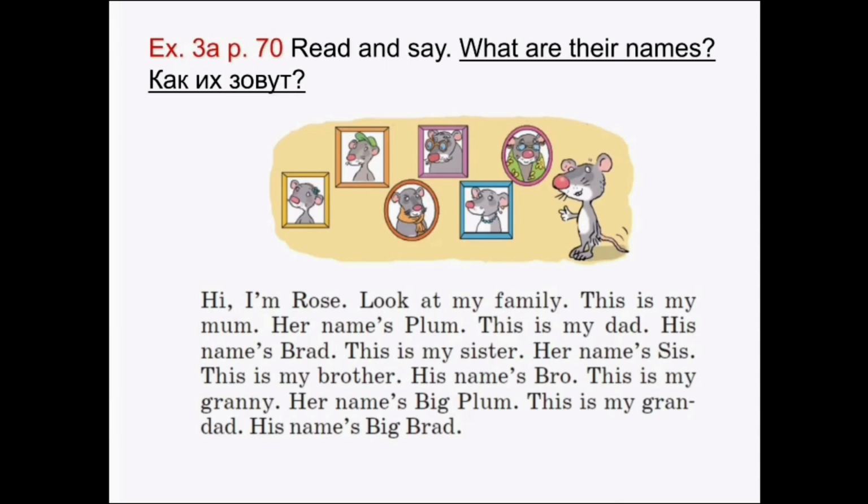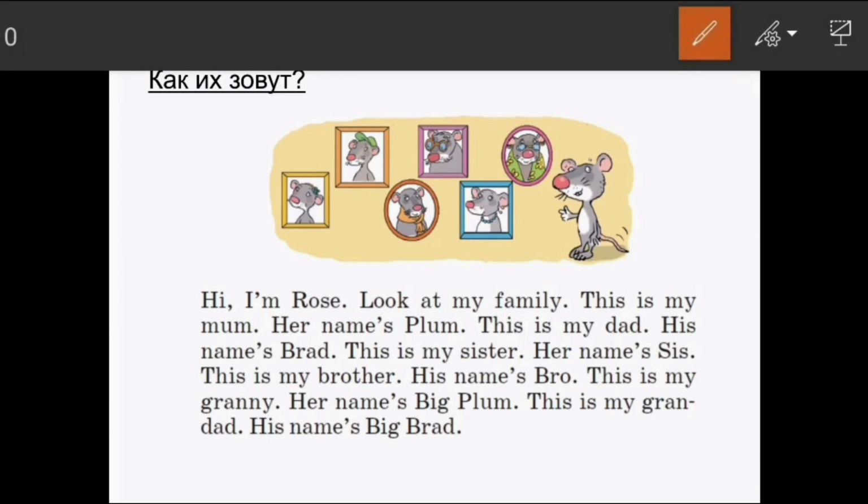Exercise 3A, page 70. Read and say. What are their names? Как их зовут? Hi, I'm Rose. Look at my family. This is my mom. Her name's Plum. This is my dad. His name's Brad. This is my sister. Her name's Sis.